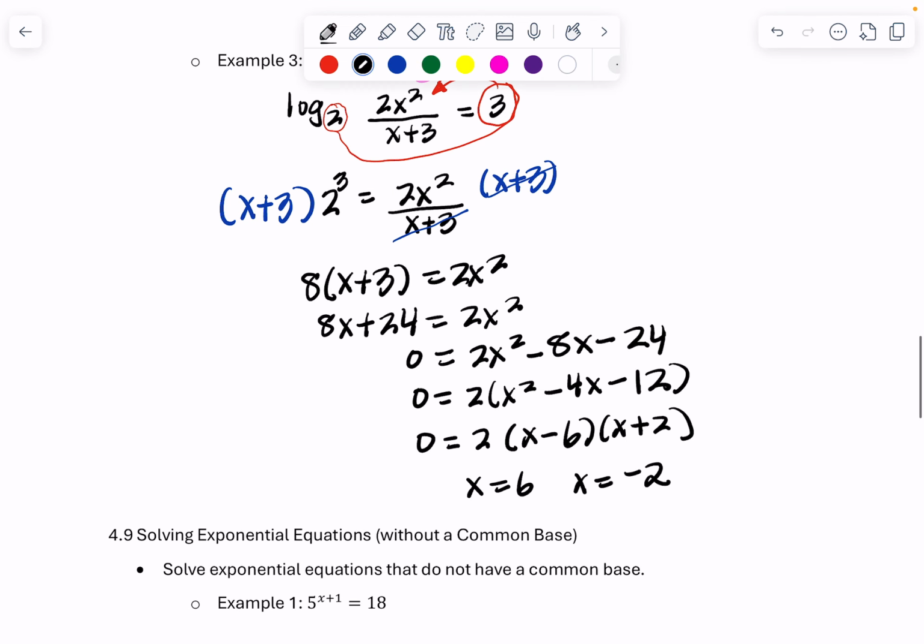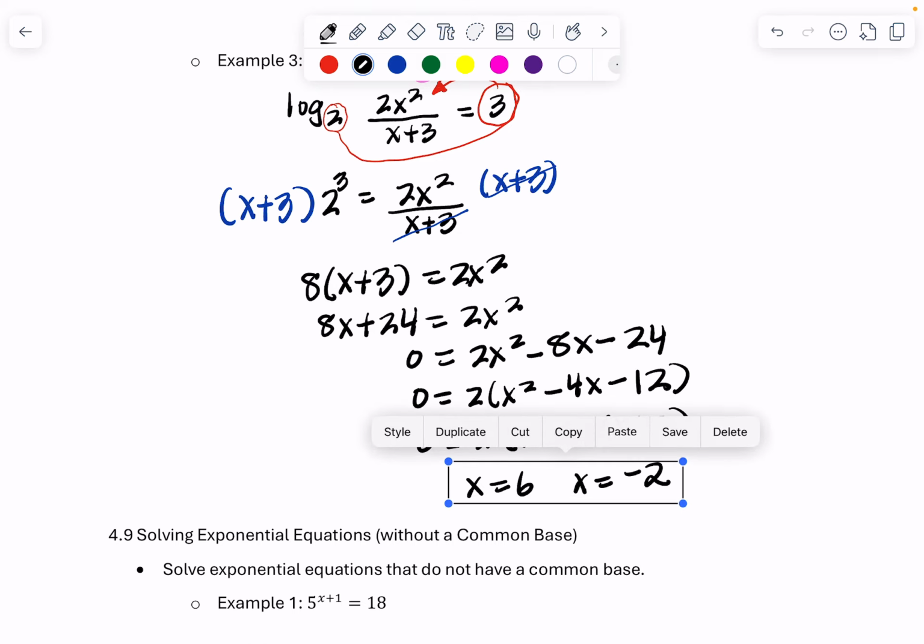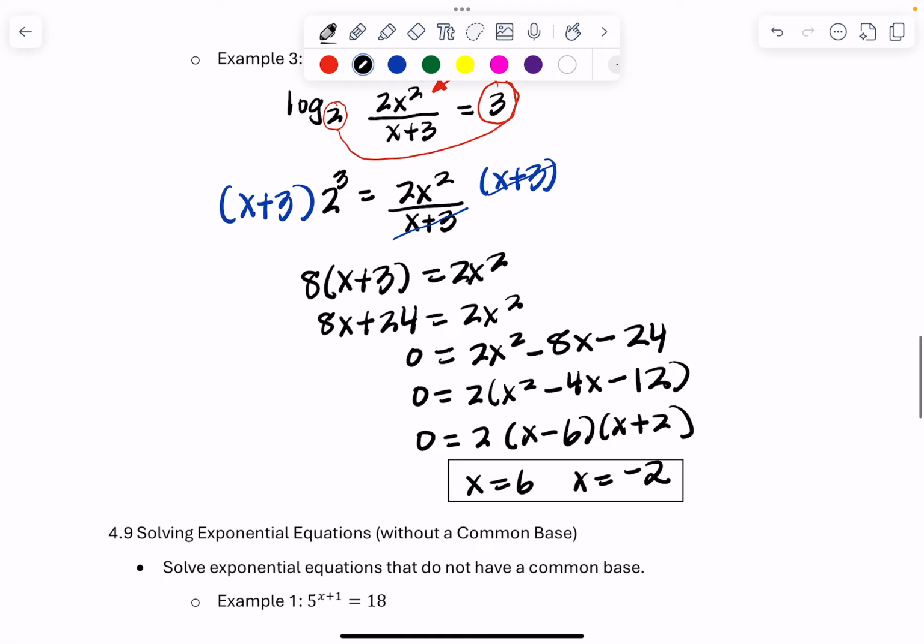So these both happen to work, which is pretty cool because that doesn't always happen with the negatives. A lot of times we don't use the negatives because they don't work. But this one actually does work, so wonderful.